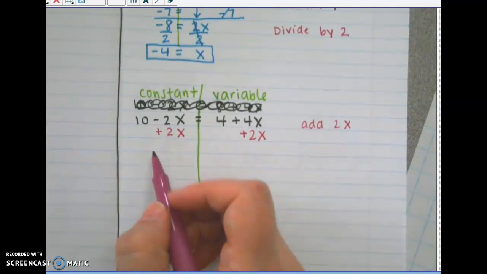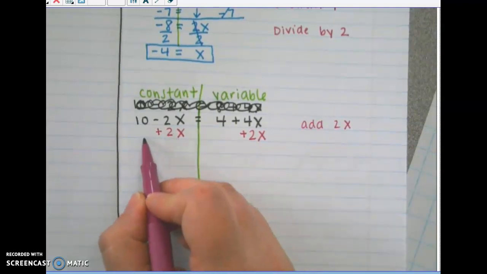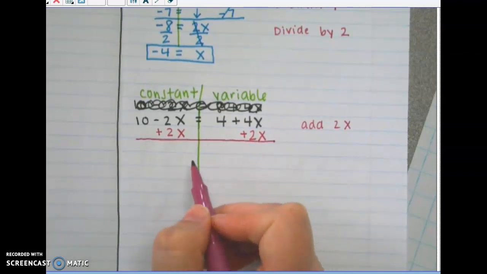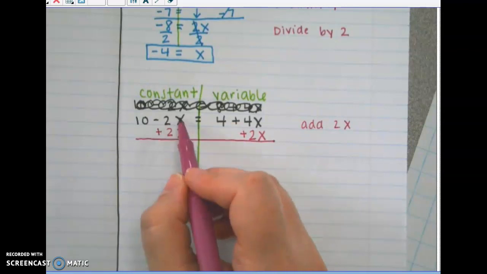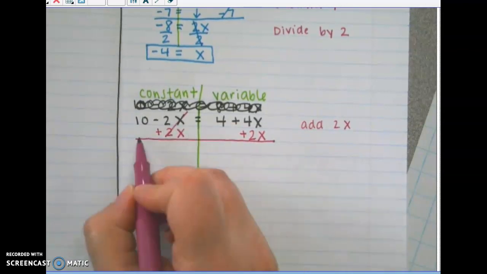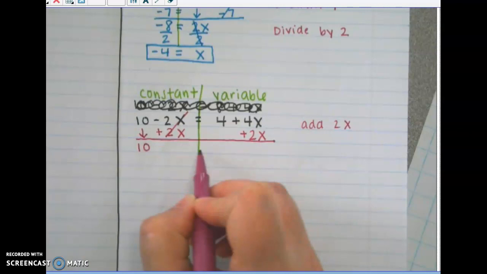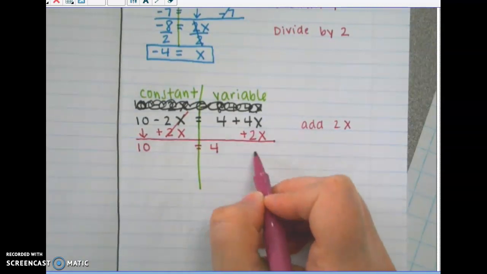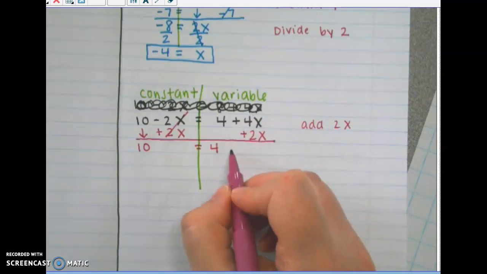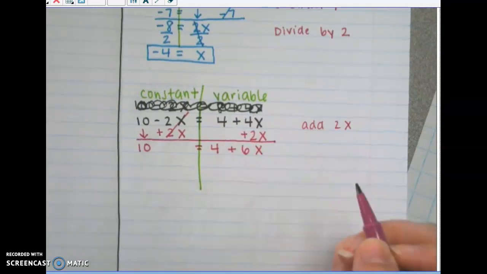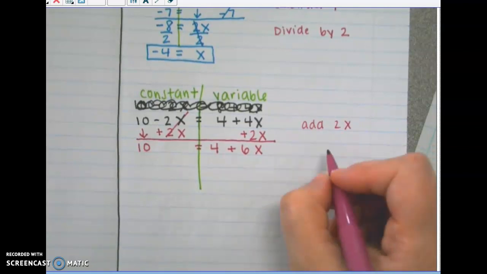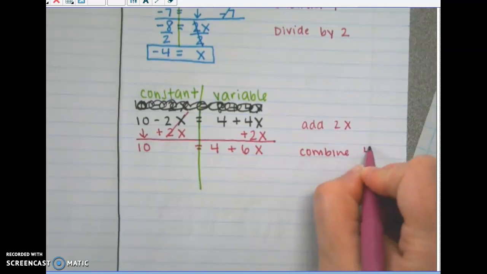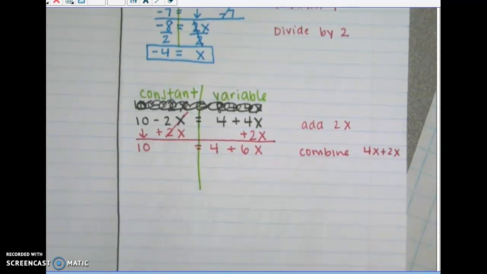So basically my first step is always going to involve canceling out one of the x terms from one side. You don't have to start in that order, but for me it's easier if I only have one x at a time. So the first thing that I always do is cancel out one of my x's, and I'm choosing to cancel out the negative one because why not? So I'm going to bring down the 10. This side has a constant of 4. On this side I have to combine 4x plus 2x is a positive 6x. So I added 2x to both sides. I'm going to combine 4x and 2x.